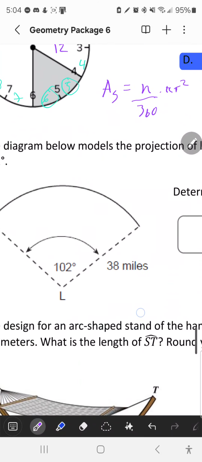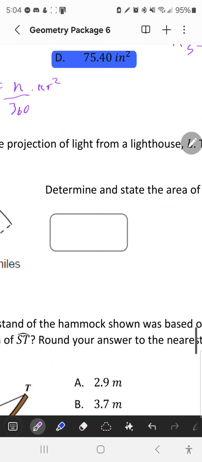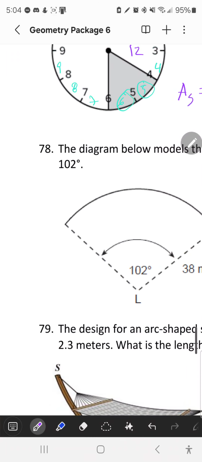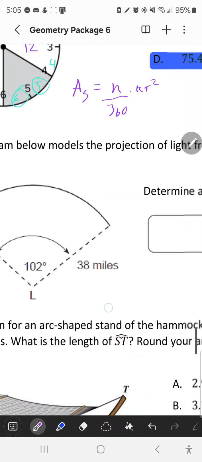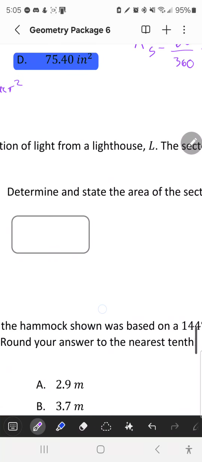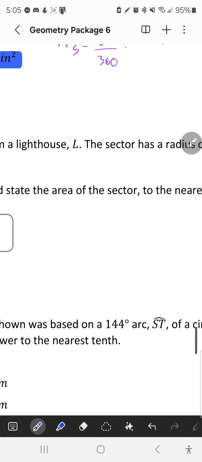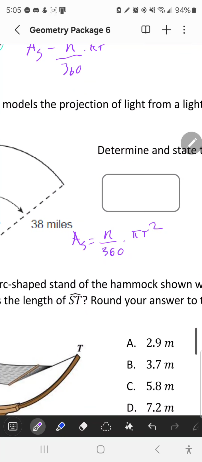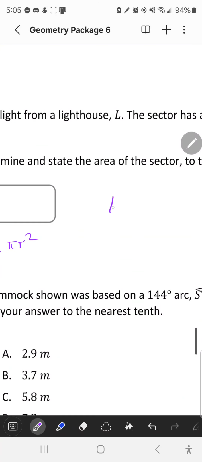Now here we have this diagram. It models a projectile of light. The sector has a radius of 38 miles and an angle of 102 degrees. Determine and state the area of the sector. Again, the area of the sector will be equal to the angle over 360 times the area of the circle, which is pi r squared. Now, the angle, they give everything to us. So the angle is 102.